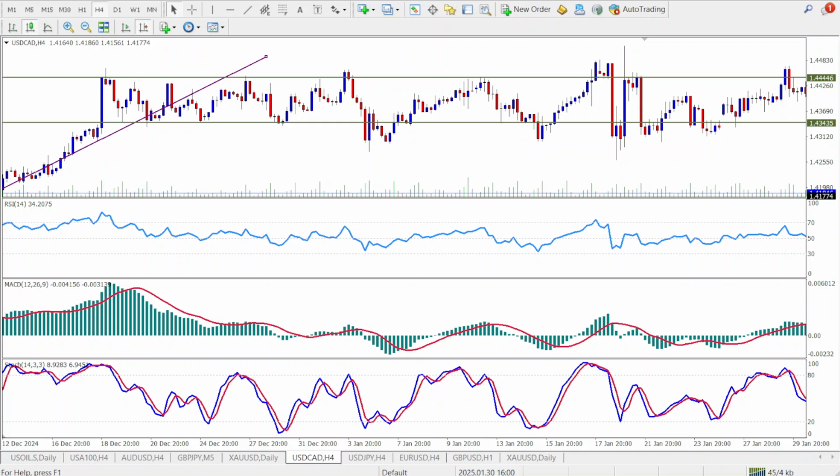So that is it, traders. That is a wrap. Now you know how to use RSI, MACD, and the stochastic oscillator to analyze the markets like a pro. Which indicator do you use the most?